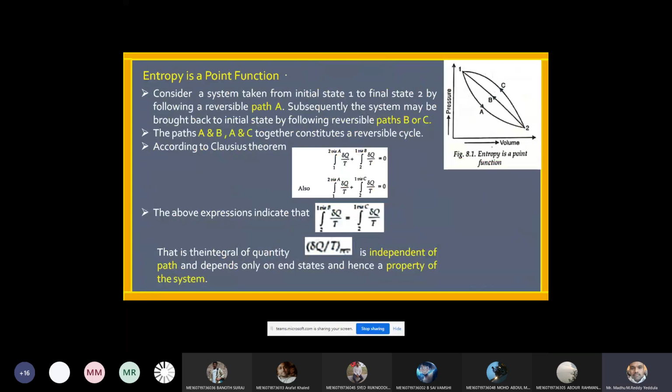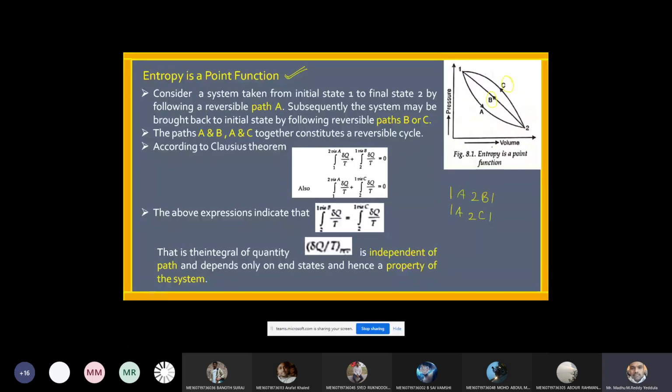Now, I just told you entropy is a point function, meaning it is a property of the system. How will that be? Let us consider a system undergoing a change of state from 1 to 2 via A and coming back from 2 to 1 via B and C. So 1A2B1 is one cyclic process, and 1A2C1 is also a cyclic process.